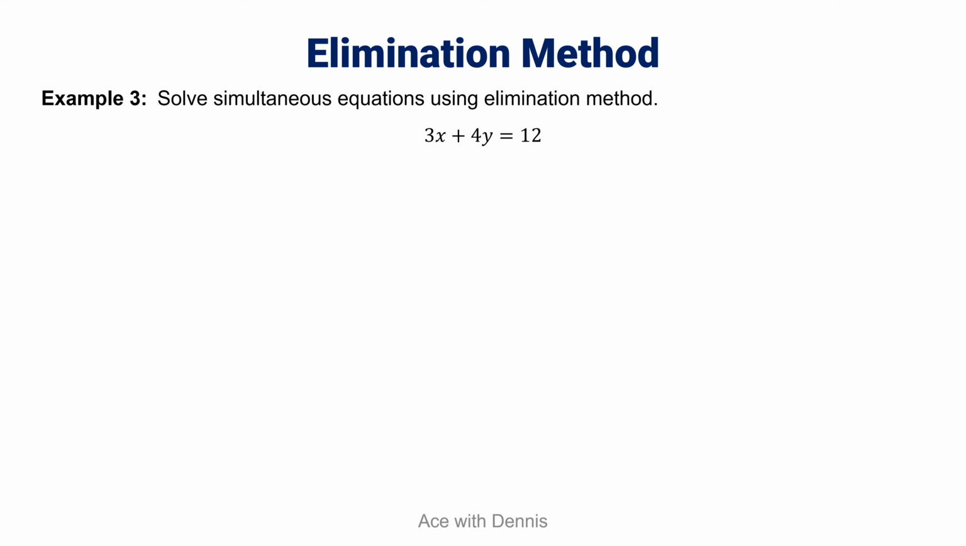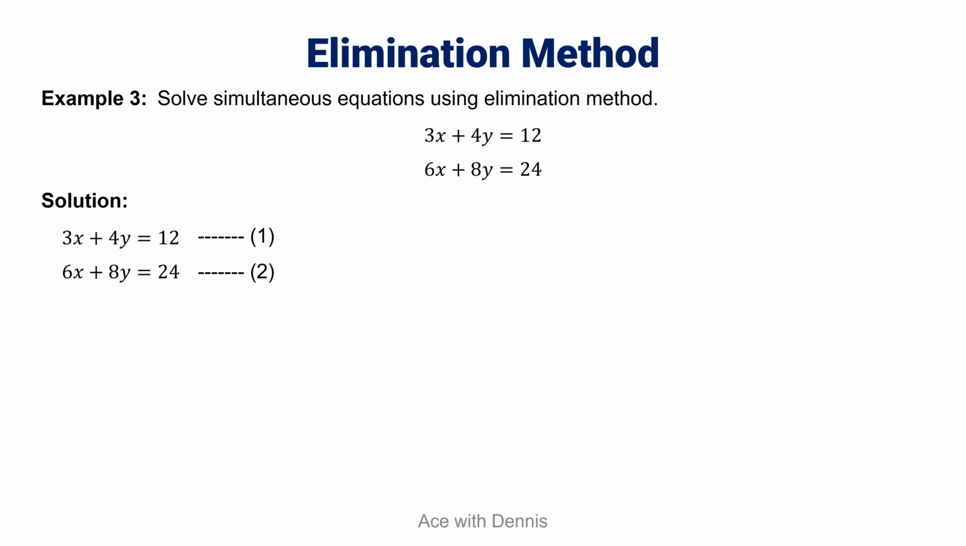Example 3. This is for the unlimited solution case. Solve simultaneous equations with the elimination method. This is the first and second equation. For the solution, again, the same steps. This is the first equation and this is the second equation.